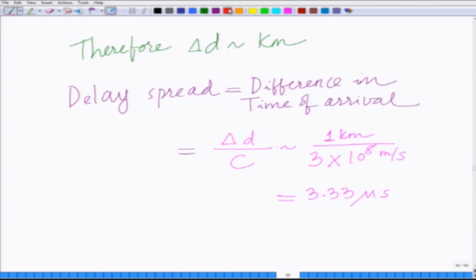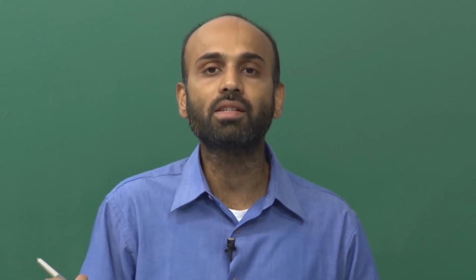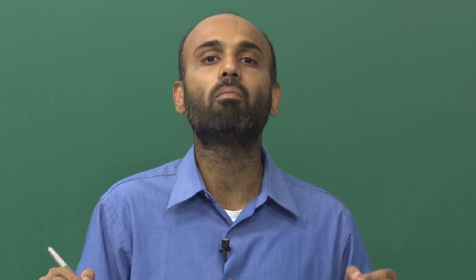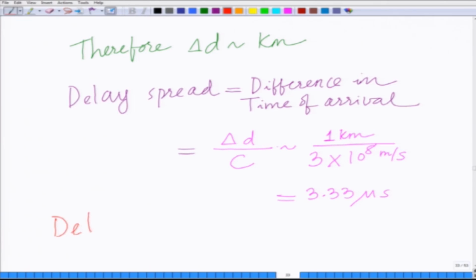So, the outdoor delay spreads in a wireless cellular channel are approximately of the order of microseconds. We have derived of the order of 3.33 microseconds. They are generally between 1 and 3 microseconds. So, delay spread is of the order of approximately 1 to 3 microseconds. Typically, an average value we can take for practical context to use in our calculations. The typical value of a delay spread is 2 microseconds.